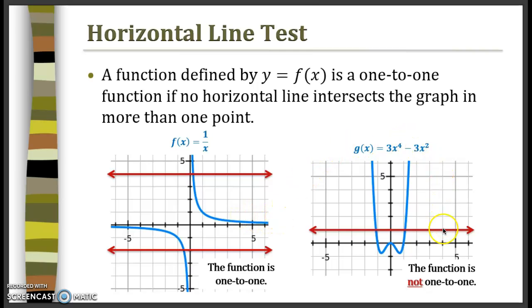But if we take a look at this function, g of x, this horizontal line crosses through the function at two different points. Okay, I could even draw a line down here that's going to cross through the function at four different points. So this function, g of x, is not one-to-one.